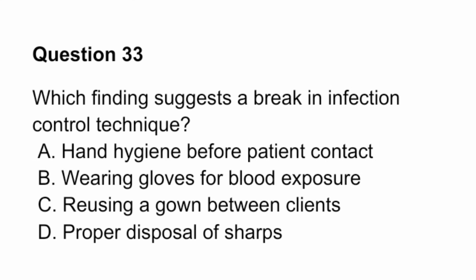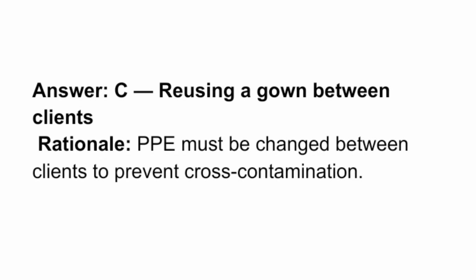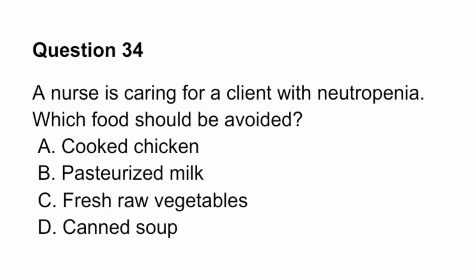Question 33. Which finding suggests a break in infection control technique? A. Hand hygiene before patient contact. B. Wearing gloves for blood exposure. C. Reusing a gown between clients. D. Proper disposal of sharps. Answer, C. Reusing a gown between clients. Rationale, PPE must be changed between clients to prevent cross-contamination. Question 34. A nurse is caring for a client with neutropenia.